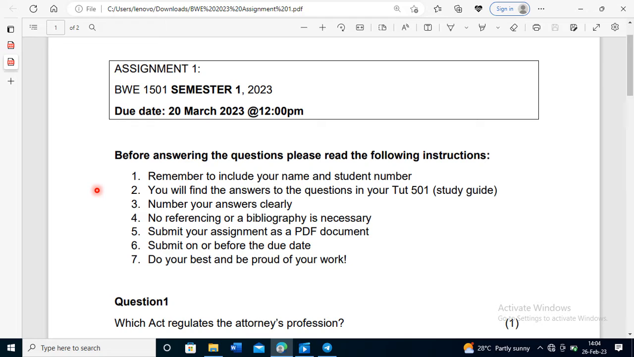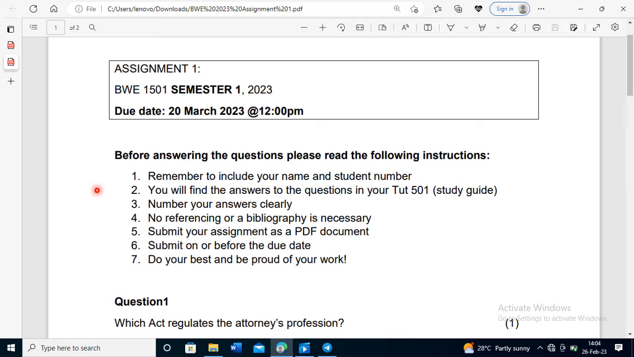Number your answers clearly. You need to make sure that your numbering is correct, because you may get a 0 for numbering certain questions or answers incorrectly. And then number 4, no referencing or bibliography is necessary. Which means there's no need for you to reference this assignment.